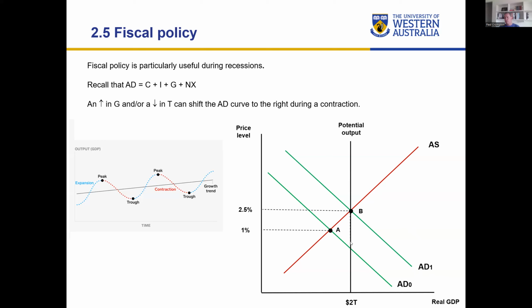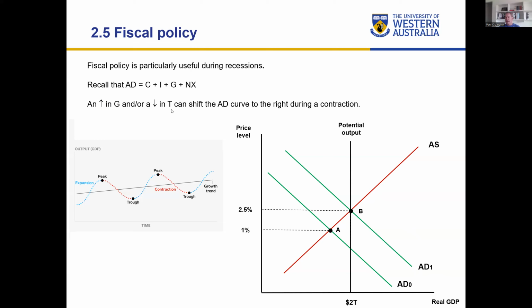Okay, and remember, the rightward shift in the aggregate demand curve also incorporates the multiplier effect that acts on the increase in government spending. So if government spending increases by 20 billion, then this rightward shift might be 100 billion if the multiplier is equal to 5.